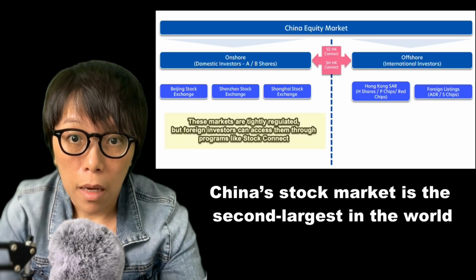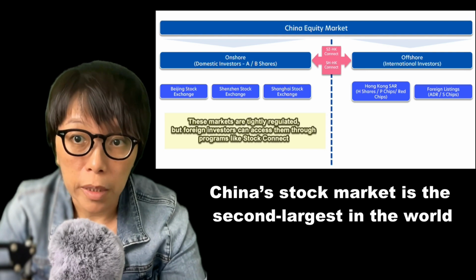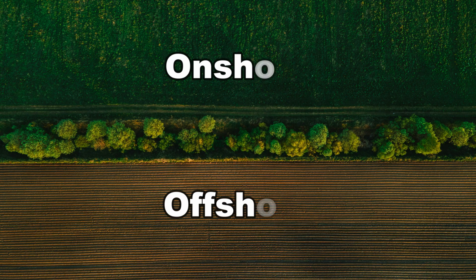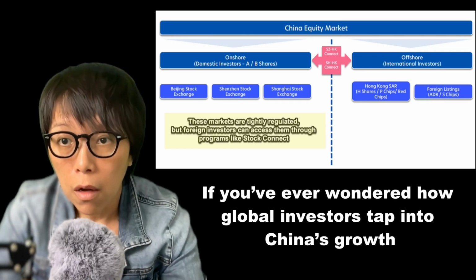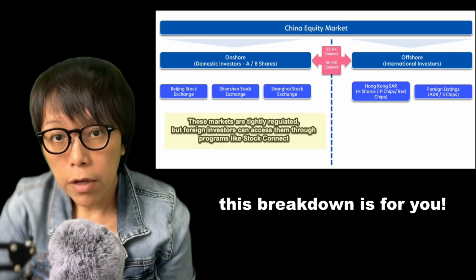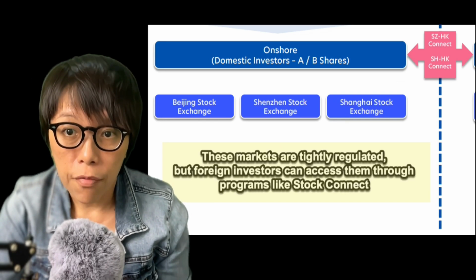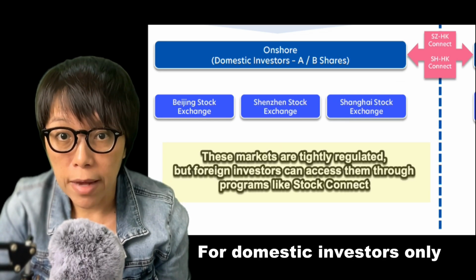China's stock market is the second largest in the world, but it's split into two distinct worlds, onshore and offshore. If you ever wonder how global investors like Singapore investors can tap into China's growth, then this breakdown is for you. First, let's take a look at the onshore market, and that's basically for domestic investors.